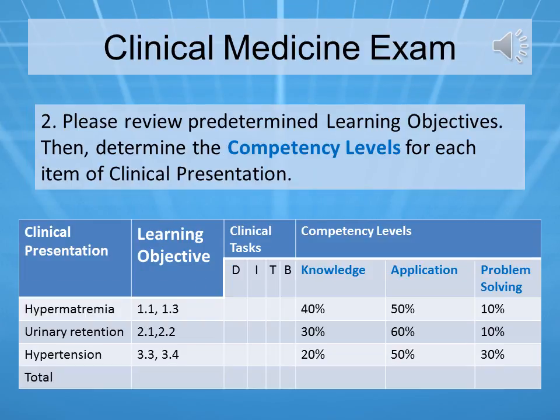So in the second step, you're going to review those learning objectives again, and then think about what competency levels would be used in each item of clinical presentation. The 3 that we're going to look at specifically here are knowledge, application, and problem solving. So in this example, you can see that in some of the objectives, the knowledge is higher or lower than application and problem solving.